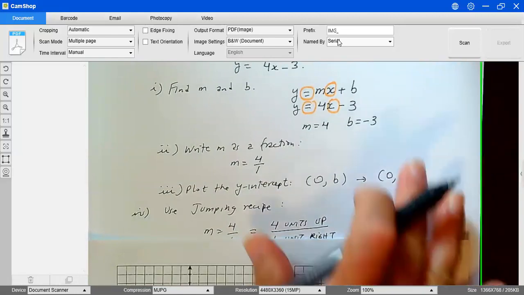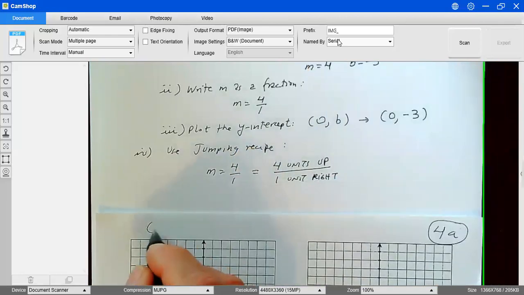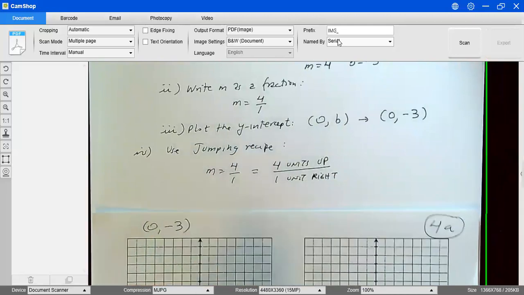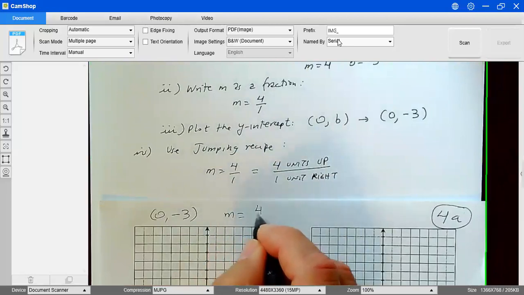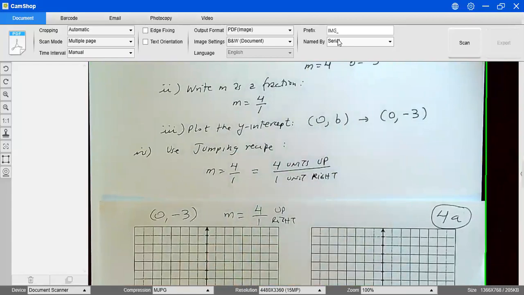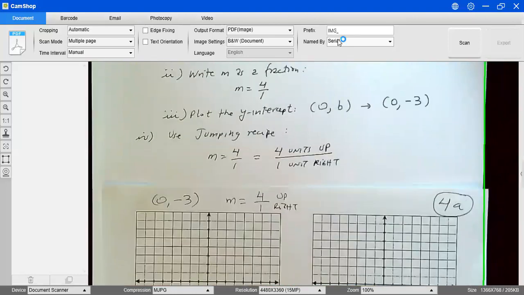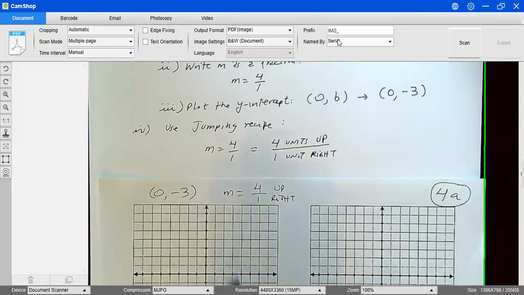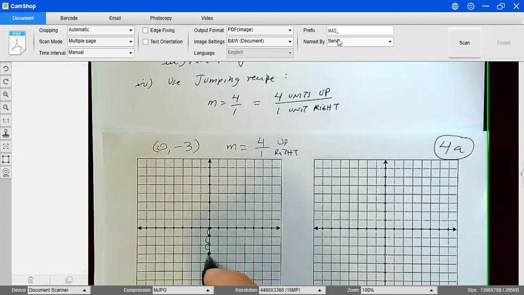So now I'm going to start. I need my y-intercept, which is at 0, -3, and my recipe is just for 1. So up and right. Up and right. So let's look for the intercept. The intercept is 0, -3, so 0 is my origin. So 1, 2, 3. So that is my starting point.